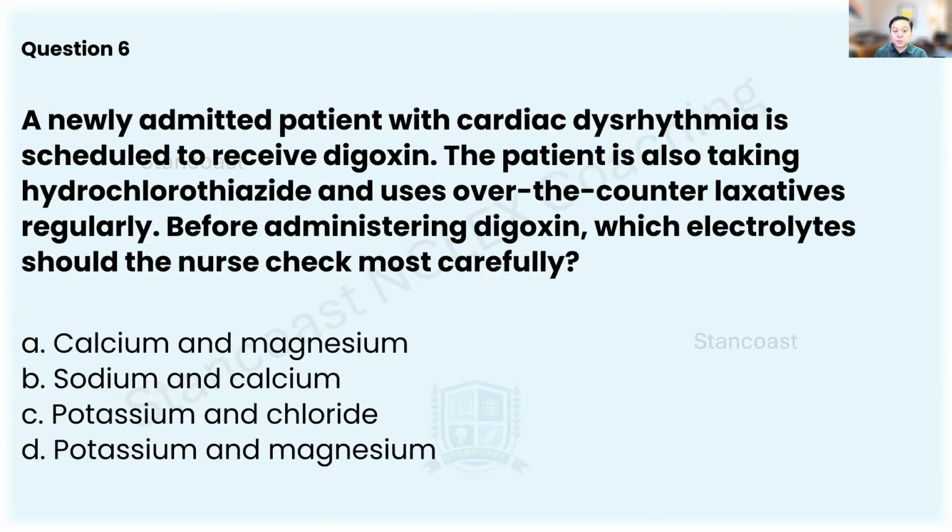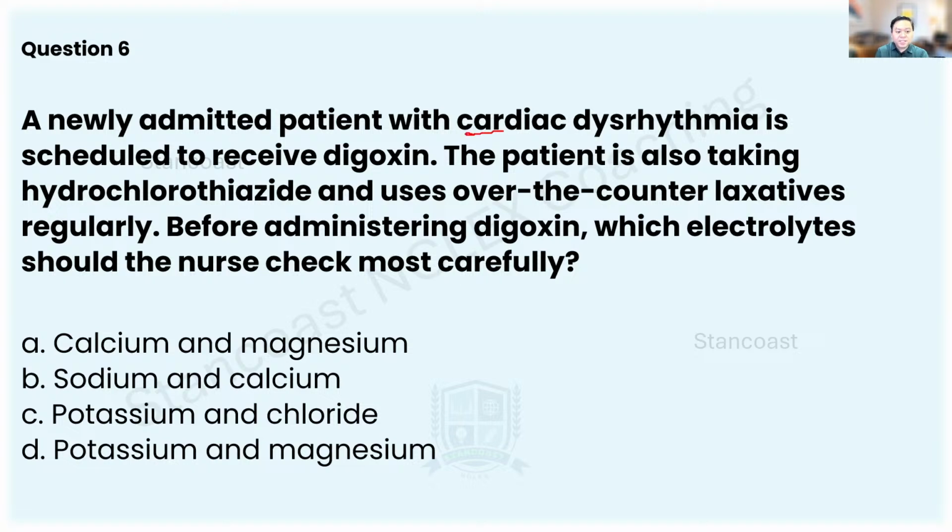Let's have number 6. A newly admitted patient with cardiac dysrhythmia is scheduled to receive digoxin. The patient is also taking hydrochlorothiazide and uses over-the-counter laxatives regularly. Before administering digoxin, which electrolytes should the nurse check most carefully? Is it A, calcium and magnesium, B, sodium and calcium, C, potassium and chloride, D, potassium and magnesium?